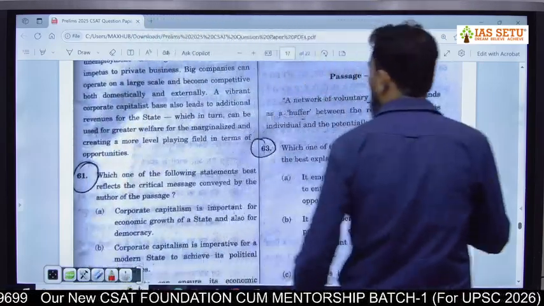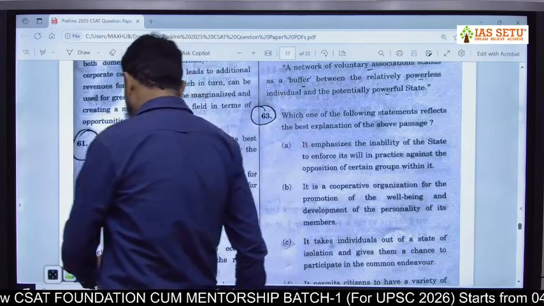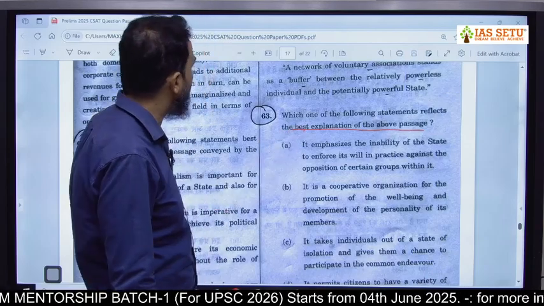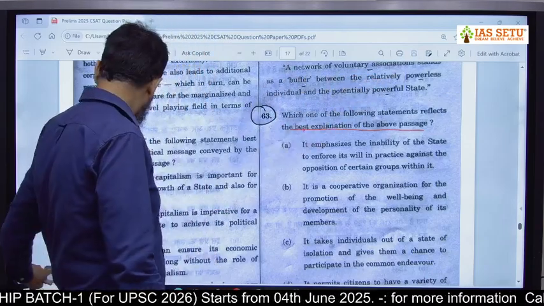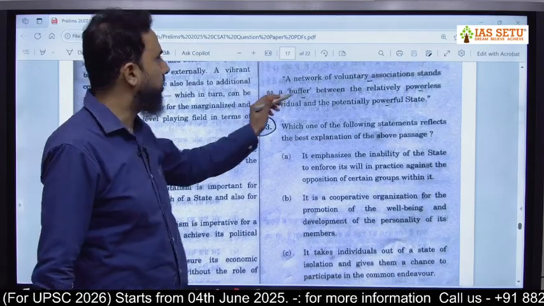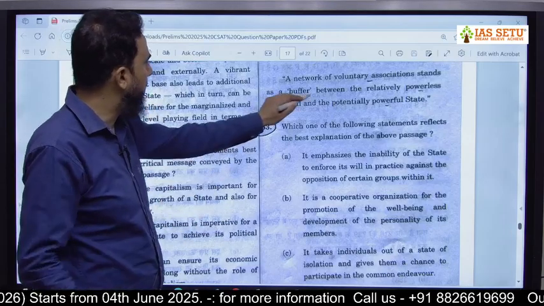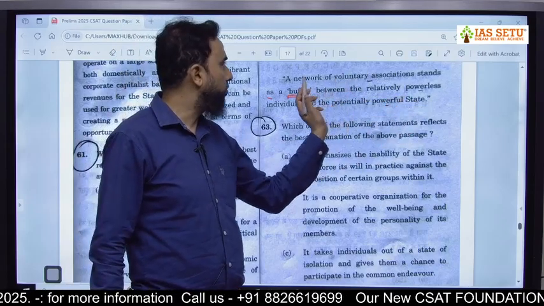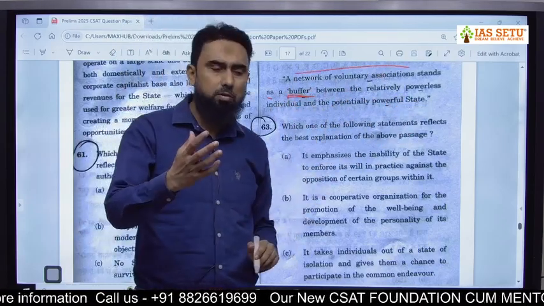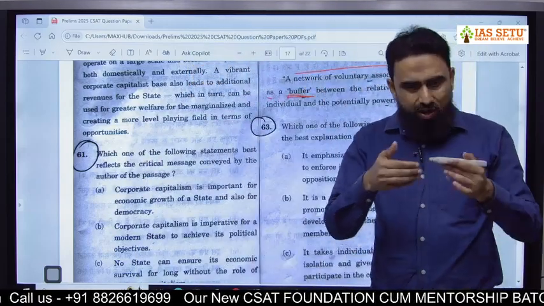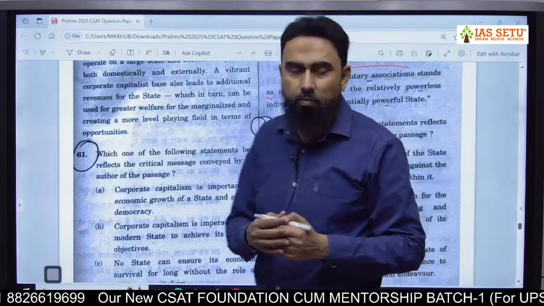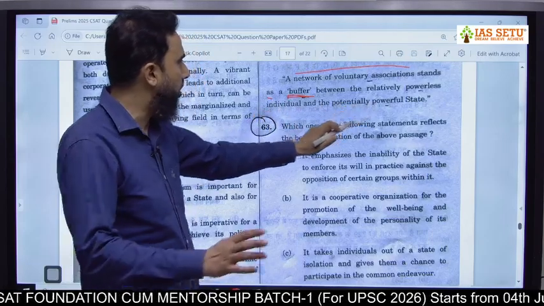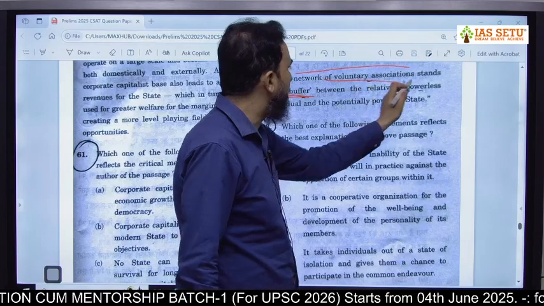Next passage is just a statement, and this question is slightly different because the examiner has changed the terminology. Look at the language. Which one of the following statements best reflects the best explanation of the above passage? The statement says a network of voluntary associations stands as a buffer, the keyword is buffer here, between the relatively powerless individual and the potentially powerful state. The meaning of buffer is something that protects and supports, in a way. So it works as a buffer between the two, the relatively powerless individual and the potentially powerful state. So the role of the voluntary association is described.